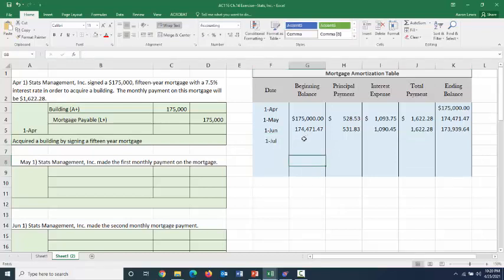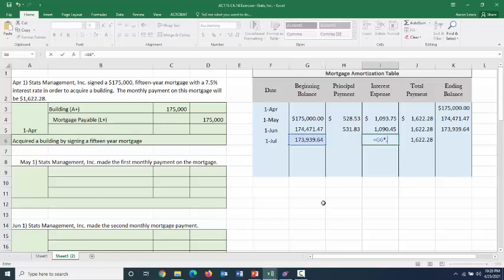What you end one period with, you begin the next period with. So we're going to bring down that $173,939.64 as our new beginning balance for July. Our payment is never going to change. It is fixed, so that's also going to be $1,622.28.